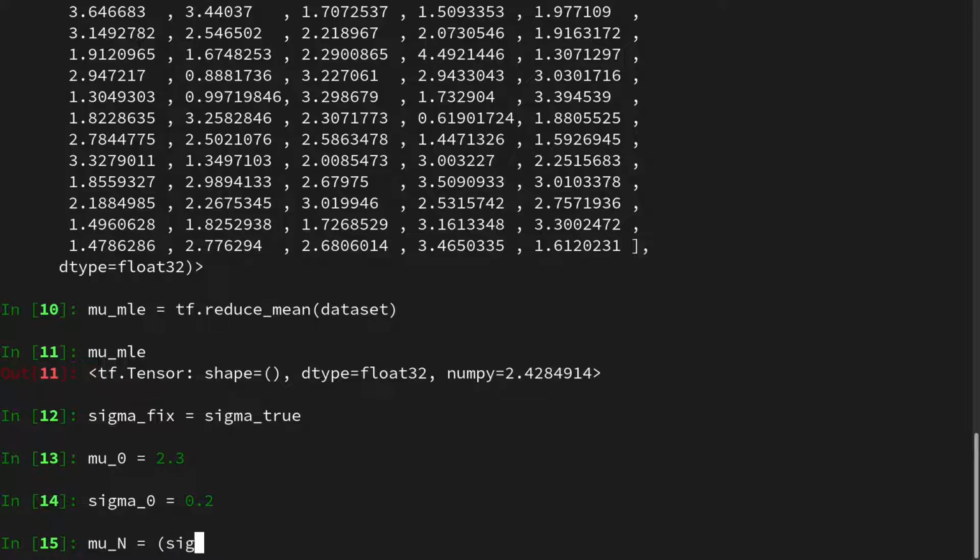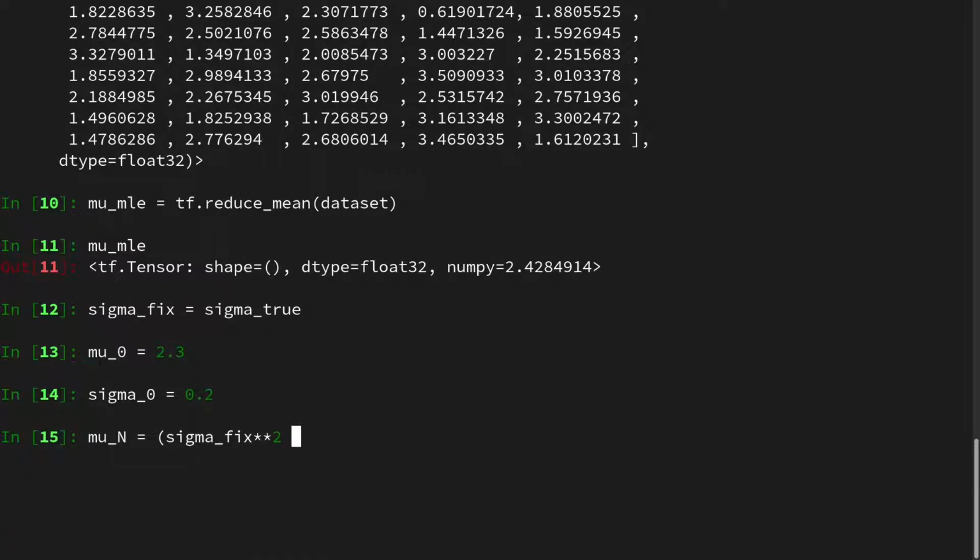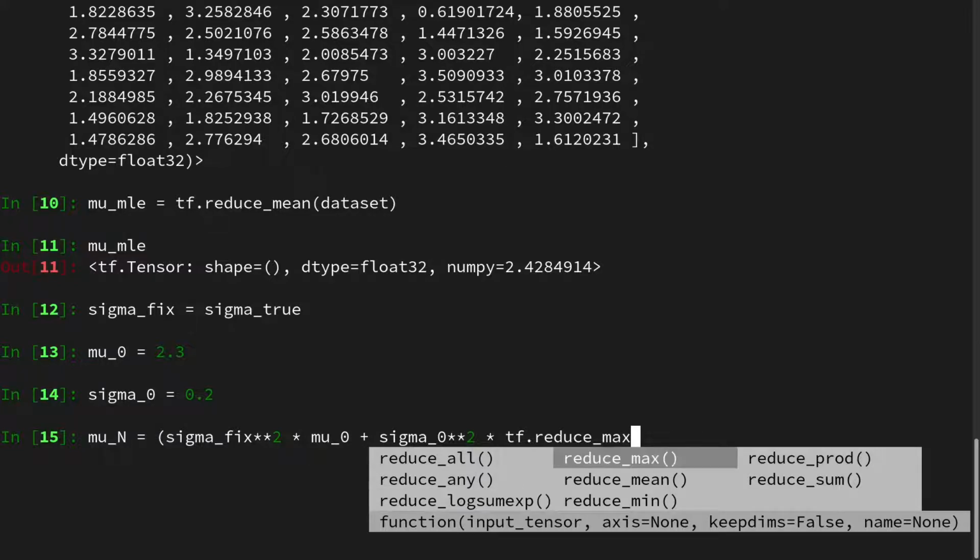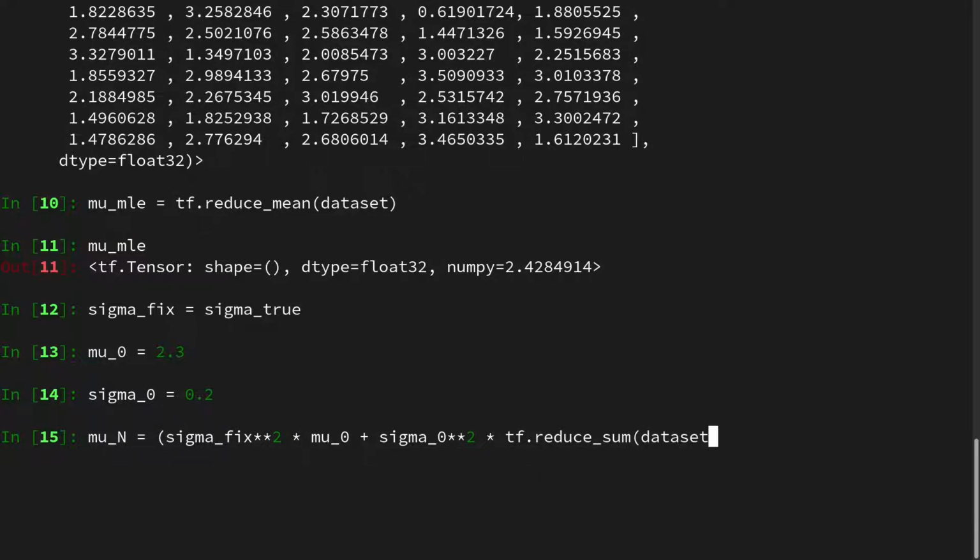For this, we have first the sigma fix raised to the power of 2 multiplied with the mu 0. Then we add the sigma 0, raised to the power of 2, multiplied with the summation over the dataset. So let's put this in here, close, close, and then we divide by the denominator, which was the sigma fix, which is just the sigma pure without any indices, if you recall from the derivation. Then take it to the power of 2, and we add n, which was 100 because we took 100 samples, and multiply it with sigma 0, raised to the power of 2. And that's our mu n, and we can look at it.